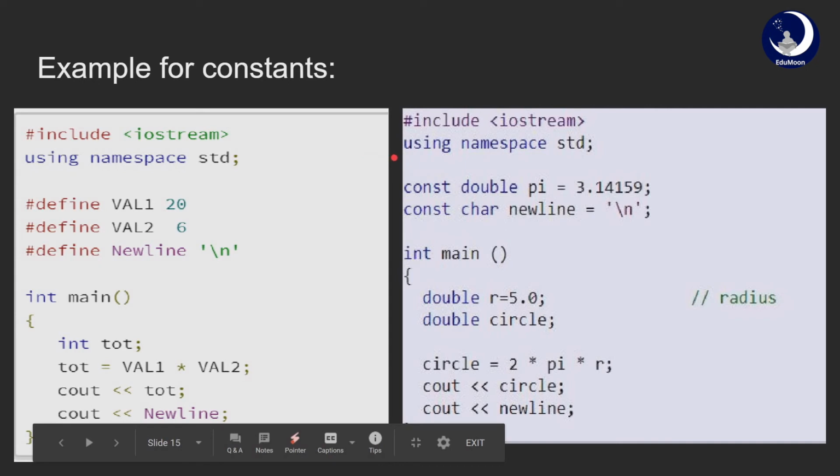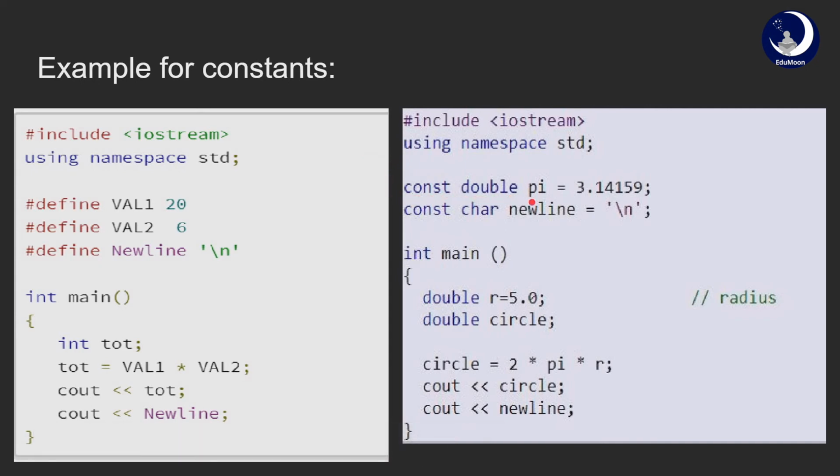And using the const keyword, we have the const keyword followed by the data type and then the constant name, and it's equivalent to this particular value. And similarly for this one. And these both are used in this program.